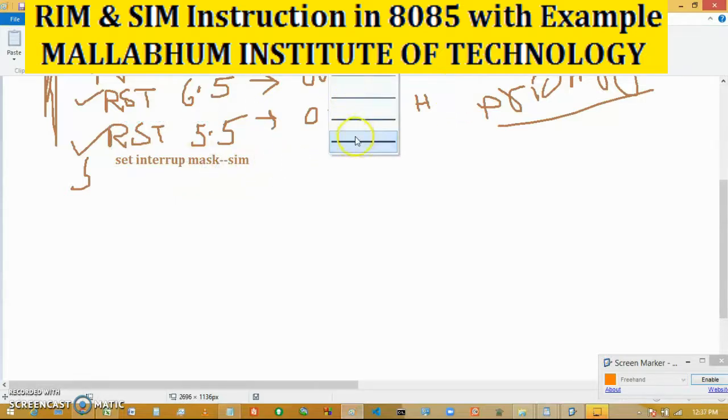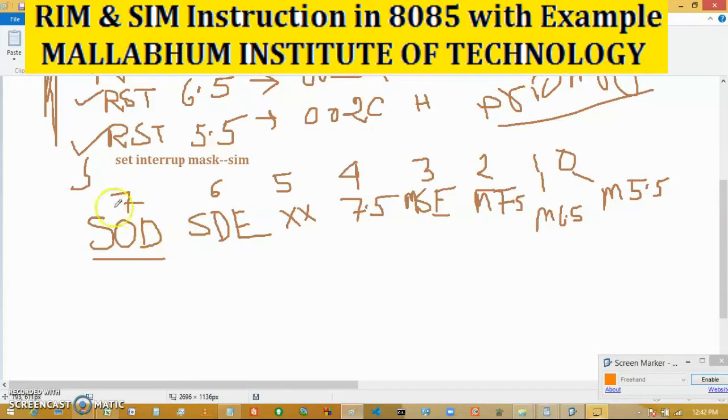Next, the bit pattern of this instruction. As you all know, the microprocessor executes instructions byte by byte. It is a 1 byte instruction, and it executes the instruction according to the bit pattern that is loaded into the accumulator.